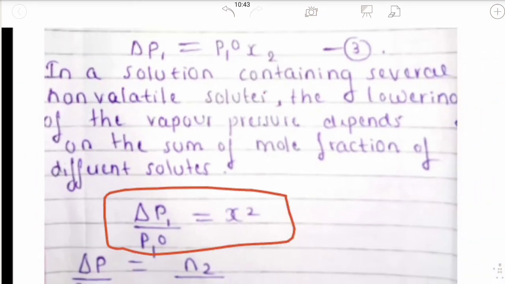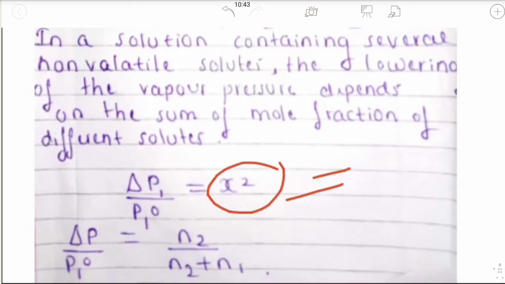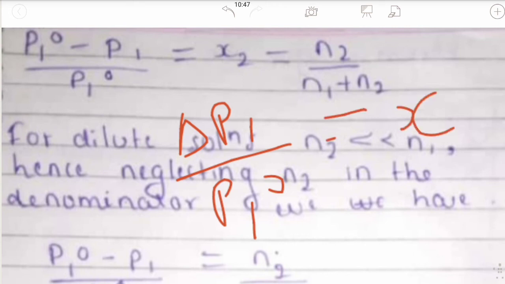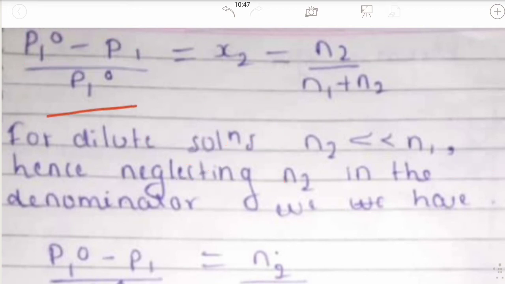x2 is equal to delta P1 by P1 naught. What is x2? x2 is equal to n2 by n2 plus n1, the formula we have already learnt in earlier classes. x2 is the number of moles of 2 divided by the number of moles of 2 plus the number of moles of 1. The equation formed is delta P1 by P1 naught is equal to x2. Here delta P1 can be written as P1 naught minus P1, so P1 naught minus P1 divided by P1 naught is equal to n2 by n1 plus n2.